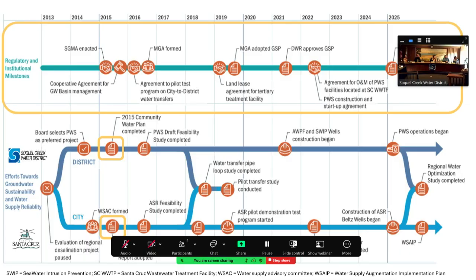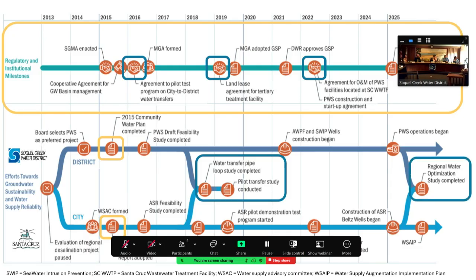And then the next one, we're highlighting the year 2015 as showing the parallel paths between the district and the city. In 2015, we completed our community water plan, and the WASAC was formed for the city. That's the Water Supply Advisory Committee. So we both started going on our own journeys after the desal project was paused in 2013. But along the way, we were pursuing these parallel paths, but we were still collaborating, and these are all showing points in which we had to reach agreements and work together on our shared goals. And so the optimization study is just another part of this relationship that we have with the city.